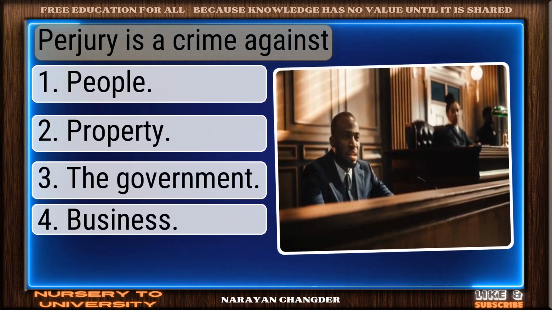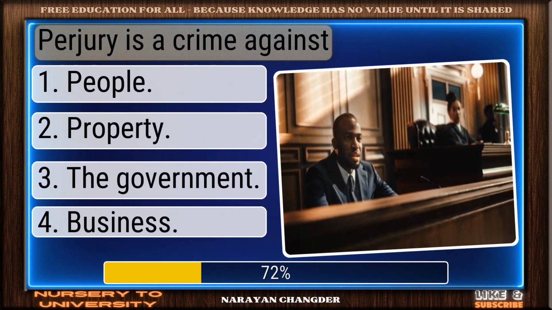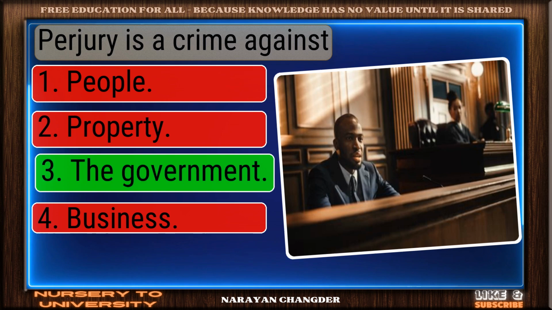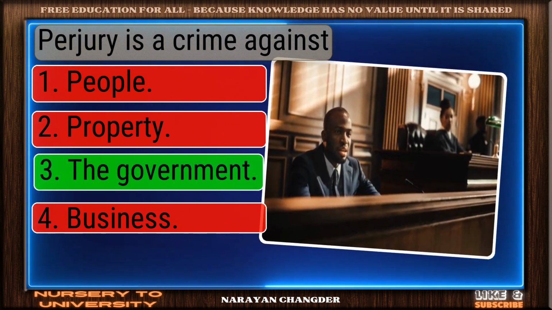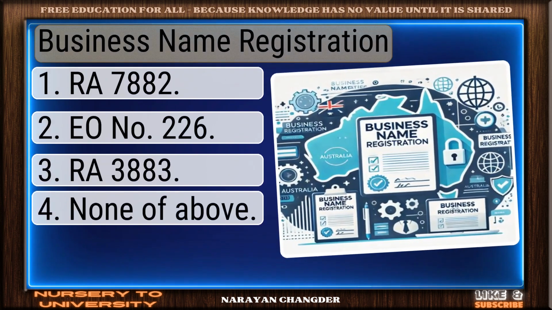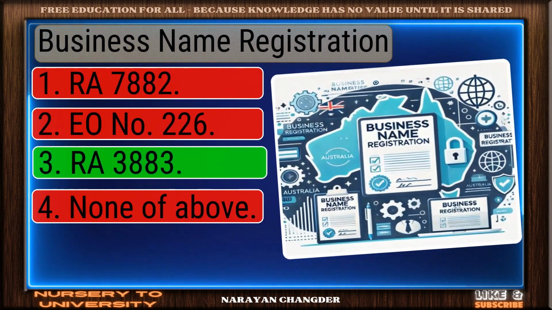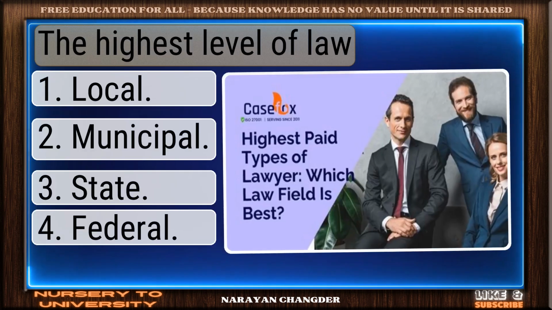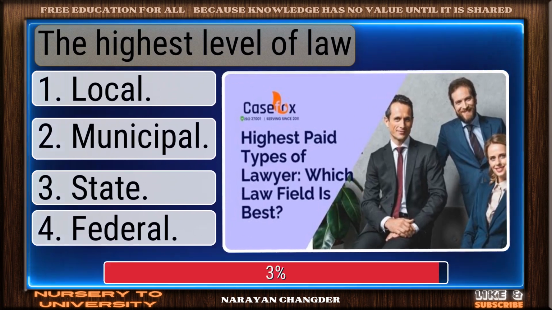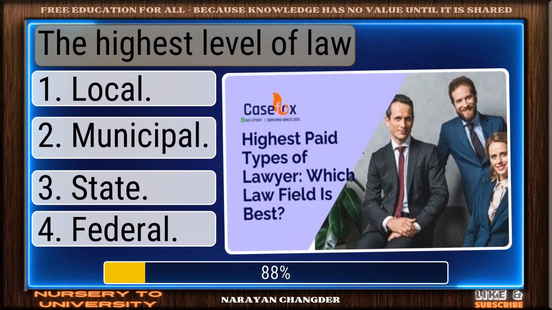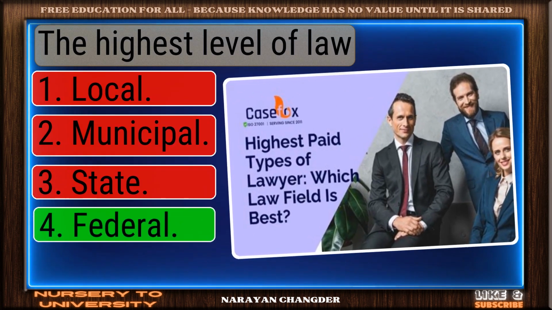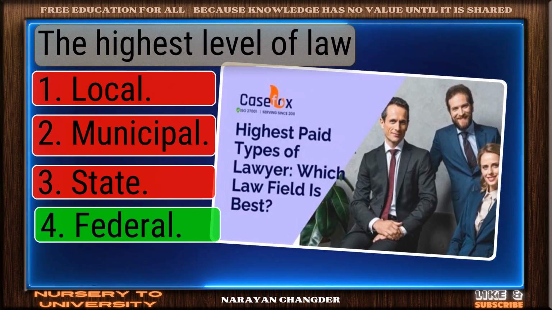Perjury is a crime against. Smart pick. The government is the correct choice. Business name registration. Nicely done. A DBA is a solid answer. The highest level of law. Nice work. You chose federal and it is correct.